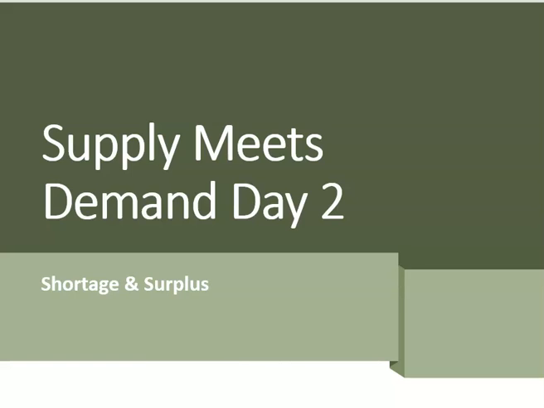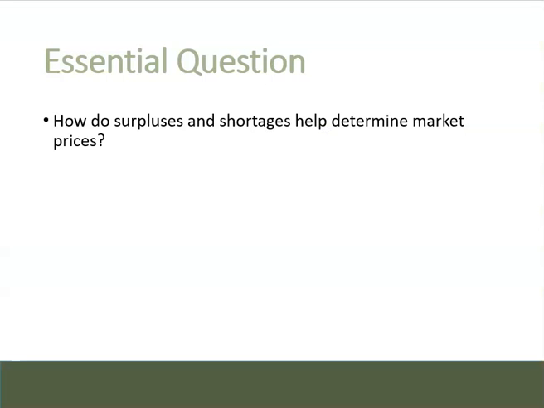Okay, so part two of supply meets demand, we're going to focus on shortages and surplus. So the essential question is, how do surpluses and shortages help determine market prices?